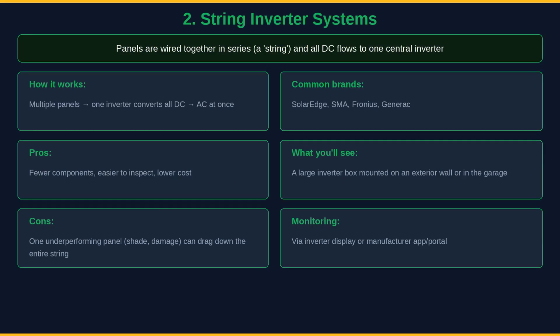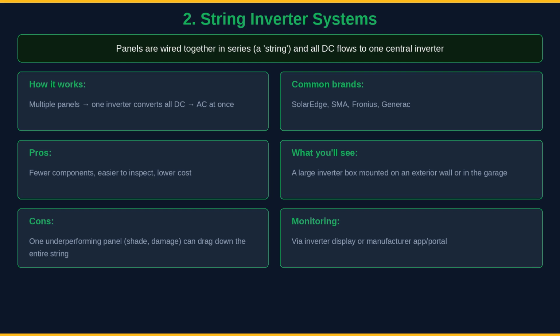Second, string inverter systems. In a string inverter setup, multiple panels are wired together in series, forming a string, and all that DC power flows to one central inverter that converts it to AC. The advantages are fewer components, easier inspection, and lower cost. The downside is that one underperforming panel can drag down the entire string.